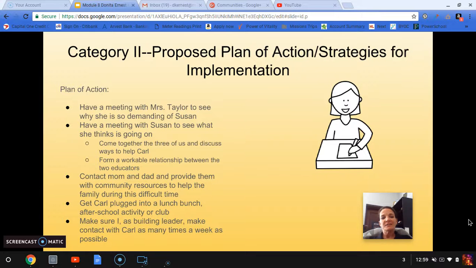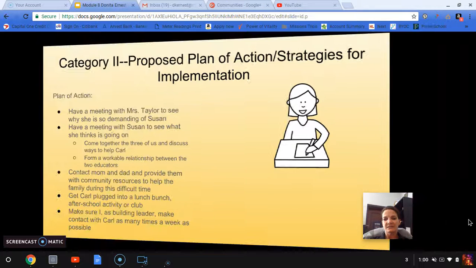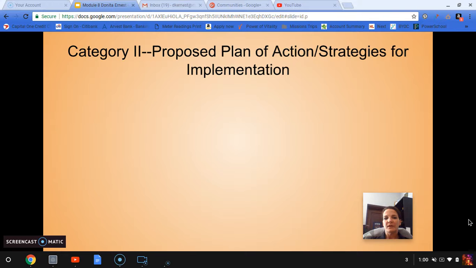I would like to contact mom and dad to provide them with community resources to help the family during this difficult time, and also get Carl plugged into a lunch bunch, after school activity, or a club to help him form some relationships. And then make sure I, as a building leader, make contact with Carl as many times a week as is possible so he can have another positive relationship in the building.